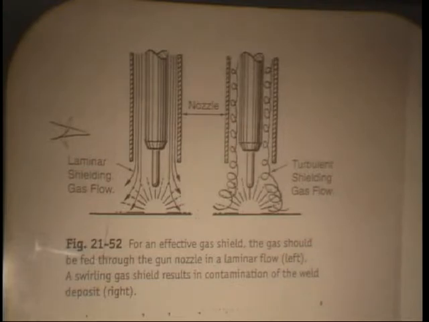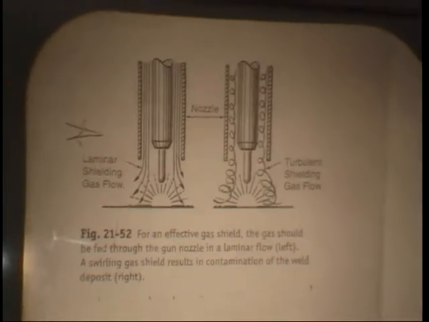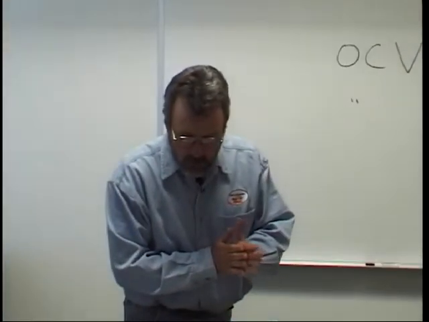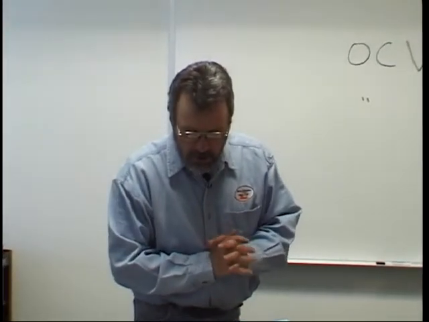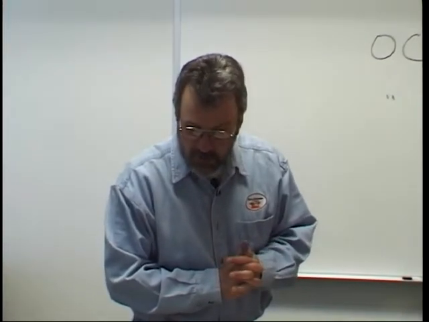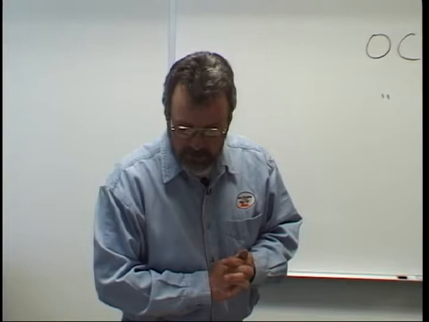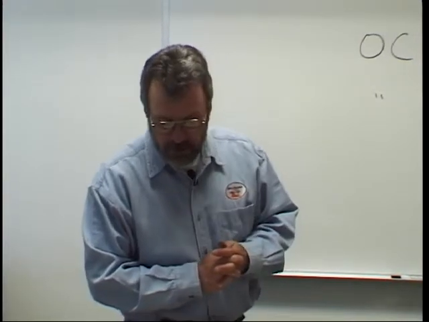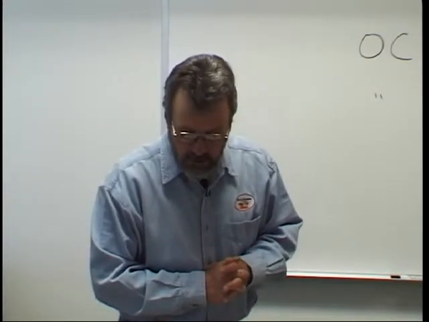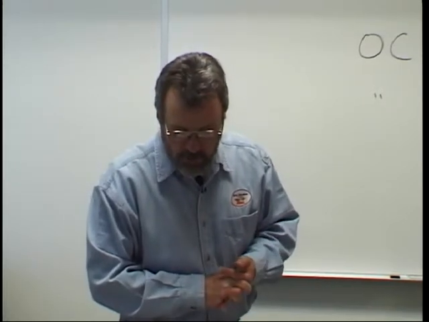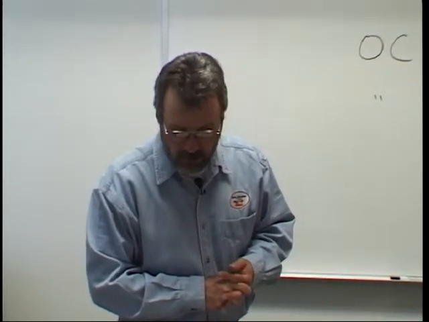Let's see. Top of the next column. Argon and carbon dioxide are much heavier than helium, bullet. The lower flow rates are required for equivalent shielding. The specific gravity of argon is 1.38 and the specific gravity of carbon dioxide is 1.52. Both gases, therefore, are heavier than air, and they blanket the weld area.